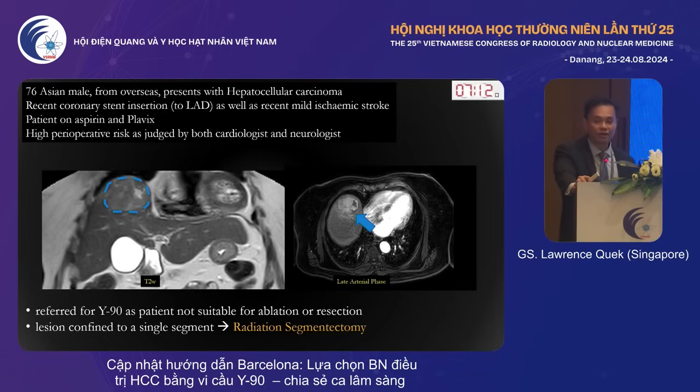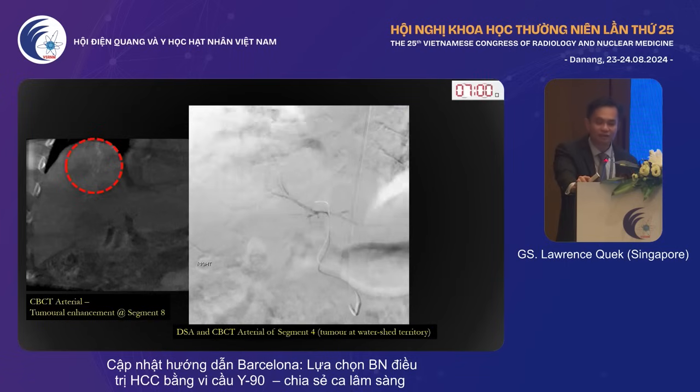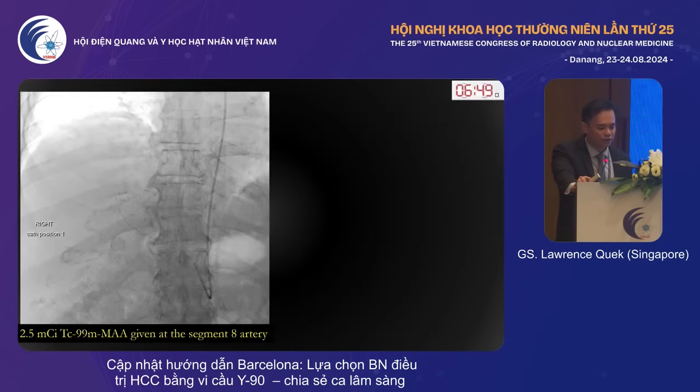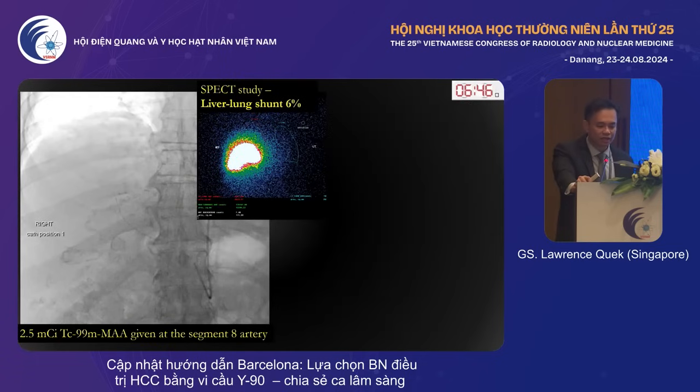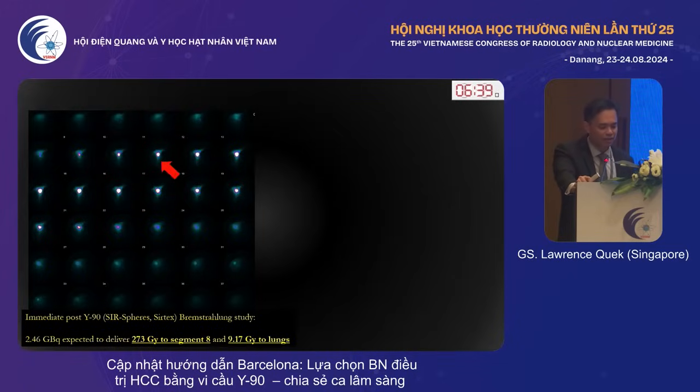Since it's confined to a single segment, as far as the images show, segment 8, radiation segmentectomy was proposed. This is the CBCT on the left side. We also interrogate segment 4 because you are aware of the cross flow from segment 4 to segment 8, and segment 4 shows there's no tumoral supply. So you can safely deliver the high dose at segment 8 and get the response. So we did the mapping, good liver lung shunt, and then 2.5 gigabecquerel was delivered.